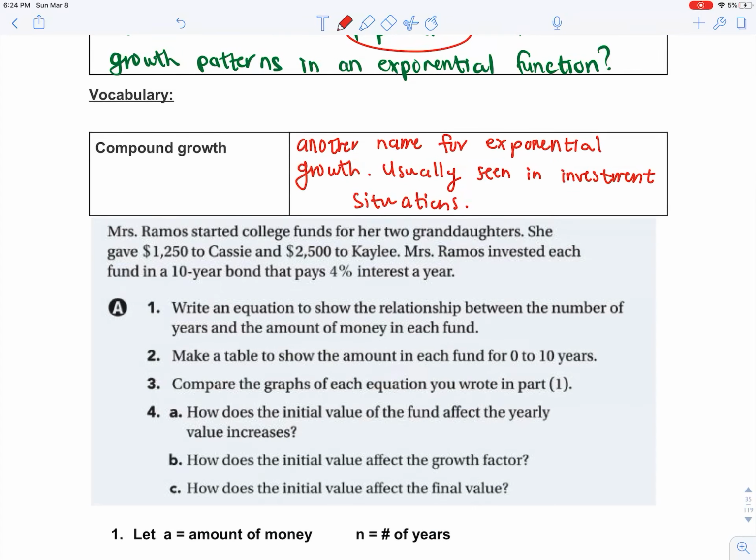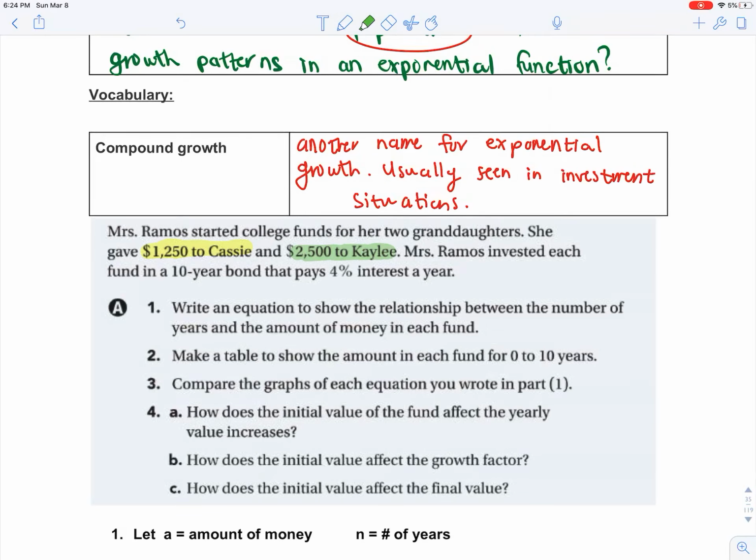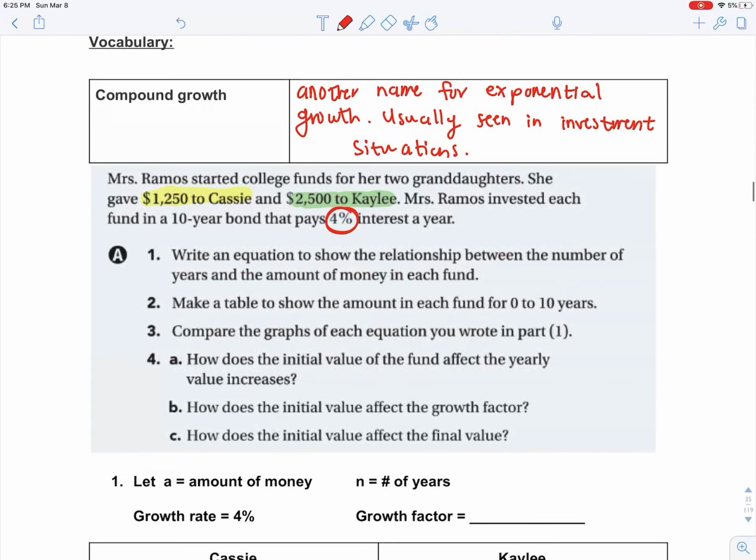So here's our problem. Mrs. Ramos started college funds for her two granddaughters. She gave $1,250 to Cassie and $2,500 to Kaylee. Mrs. Ramos invested each fund in a 10-year bond that pays 4% interest a year. I'm going to go ahead and highlight some important things. So Cassie gets $1,250, whereas Kaylee gets $2,500. Mrs. Ramos invested each fund in a 10-year bond that pays 4% interest a year.